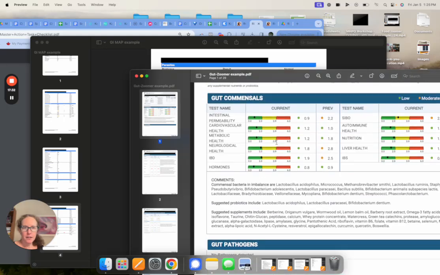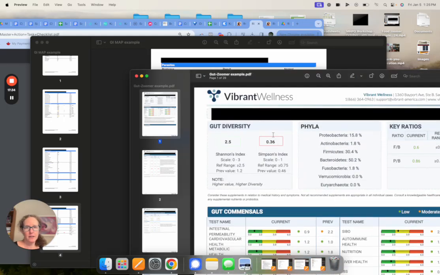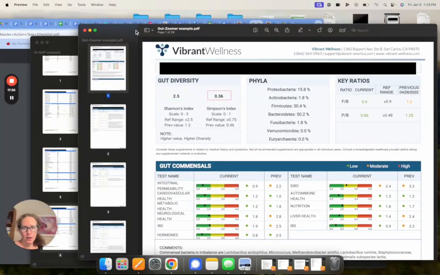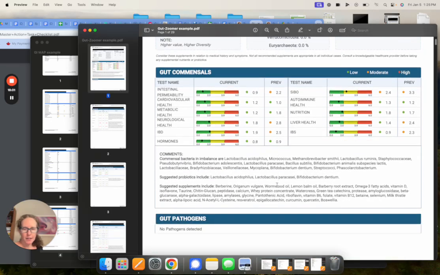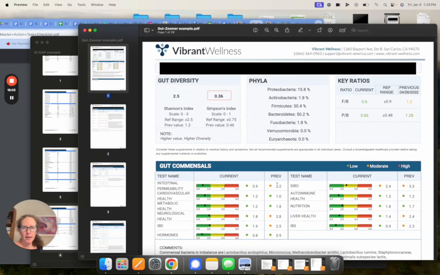Now, the gut zoomer is also a very fantastic tool. You don't need to do both of them, but for some of you, I will choose gut zoomer over the GI map test, mostly because if we know that there is a lot of inflammation in the gut, I find this one tells us more information about what's going on, and we can track it better. I really like this overview as well. So I'm just going to pull out a couple of pieces here.